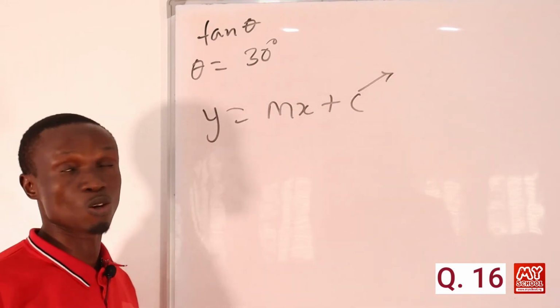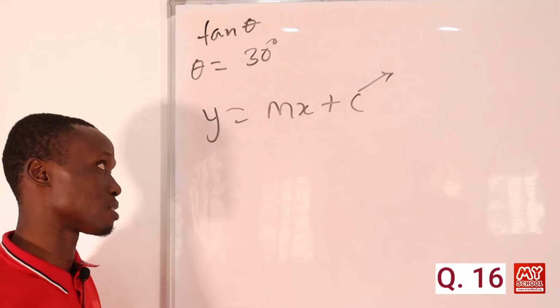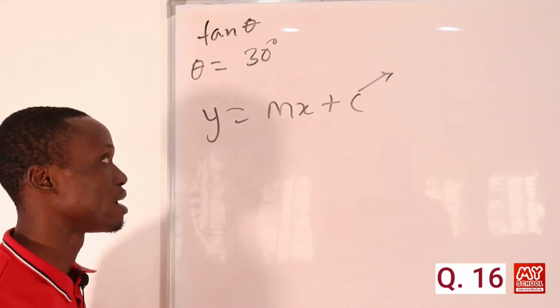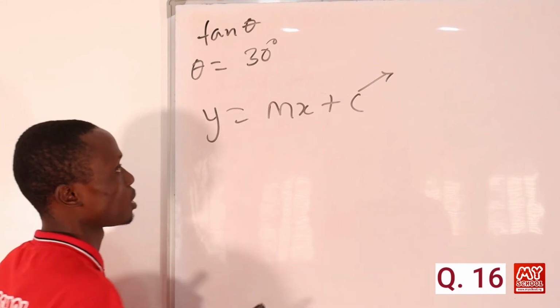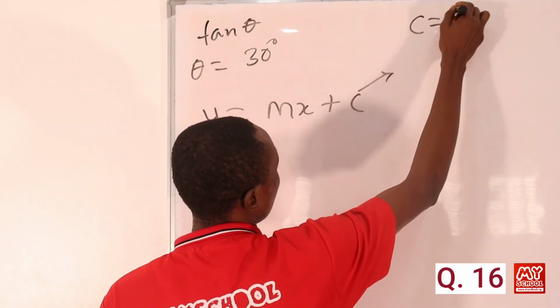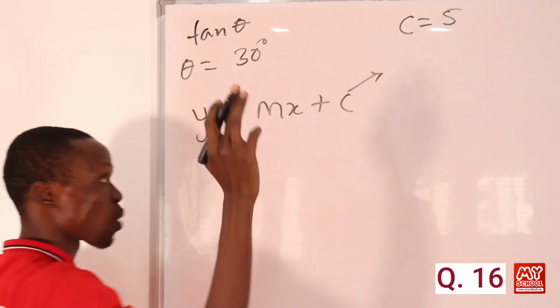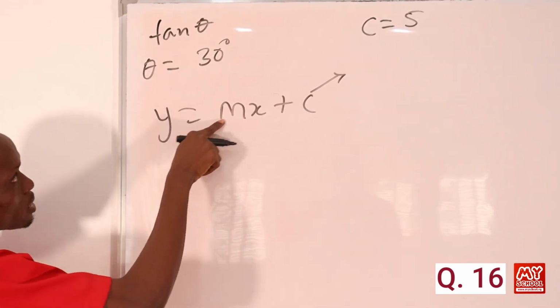So our c is the point where the line cuts the y axis, and according to this question we are told that it is at the point 5. Okay, so that means our c is equal to 5, which is the y intercept. Right, now we can get our gradient.